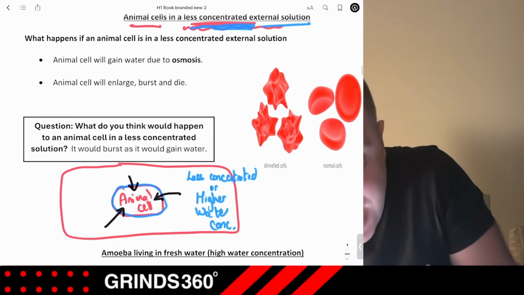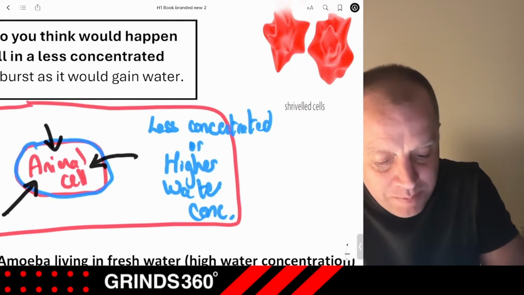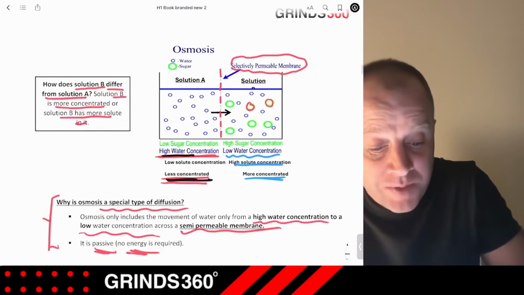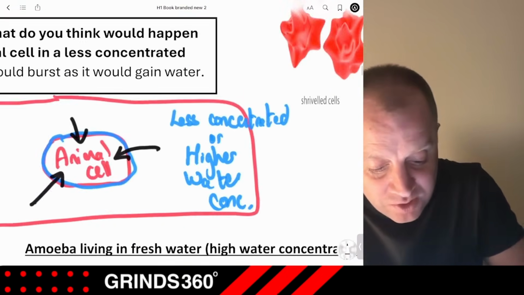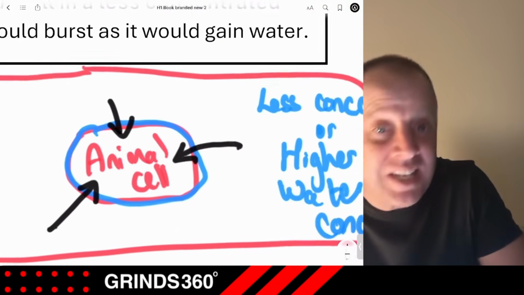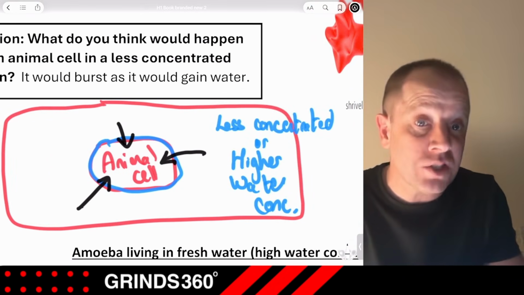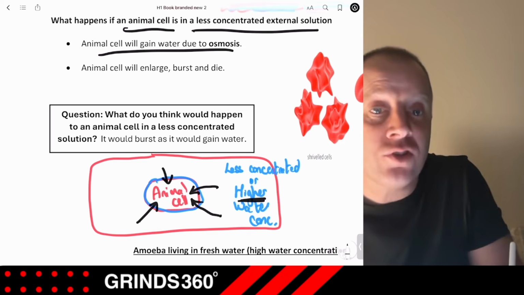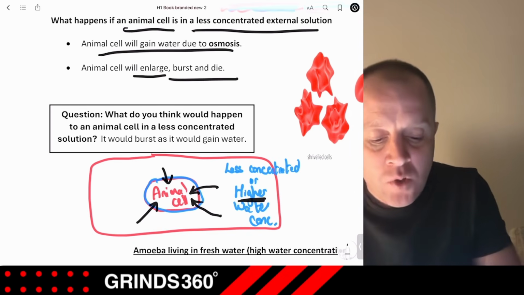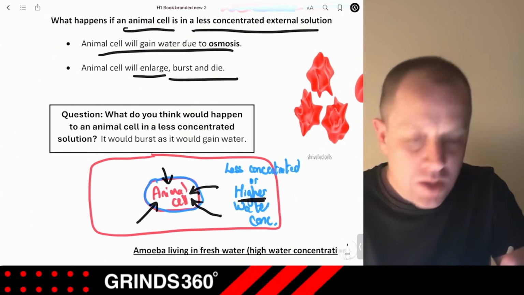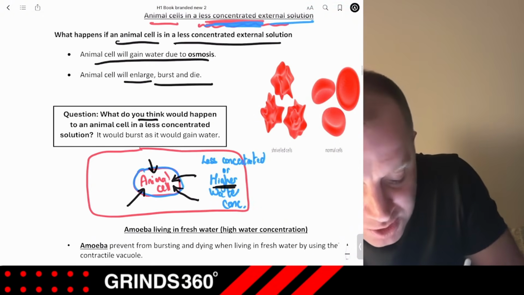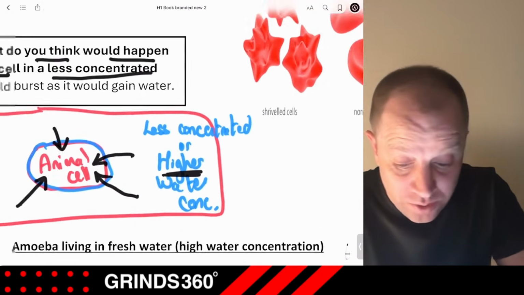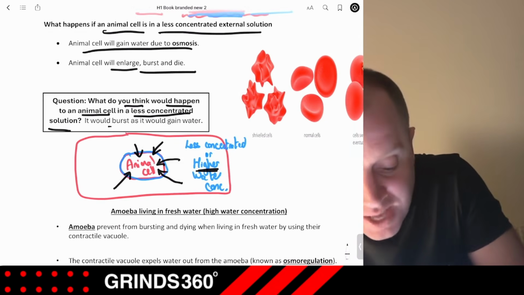So look here. If an animal cell is in a less concentrated solution, what does that mean? And this is why I'm always saying, go back and look at this. Less concentrated means higher water. So if an animal cell is in a less concentrated solution, it's in a higher water concentration compared to inside the animal cell. Water due to osmosis will go from a higher water concentration to an area of lower water concentration. So the animal cell gains water due to osmosis. It will enlarge, burst, and die. Why does it burst? Because it doesn't have a cell wall. Okay, so this was a question one year. What do you think would happen to an animal cell in a less concentrated solution? Less concentrated means higher water concentration. That means water enters it and it bursts.